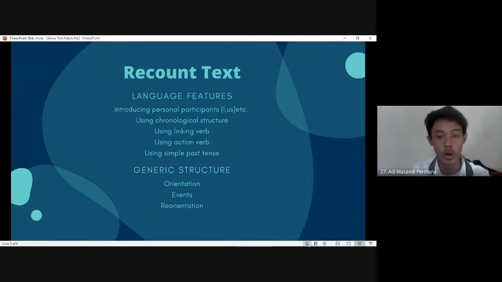What is generic structure of the recount text? First of all, there is an orientation and events and reorientation. Orientation is a sequence of text that explains or introduces you towards the problem or the events that will happen. And then events is actually the main part of recount text, which is the events that is actually happening. And then there is reorientation. Reorientation is to actually conclude the recount text and end it there.